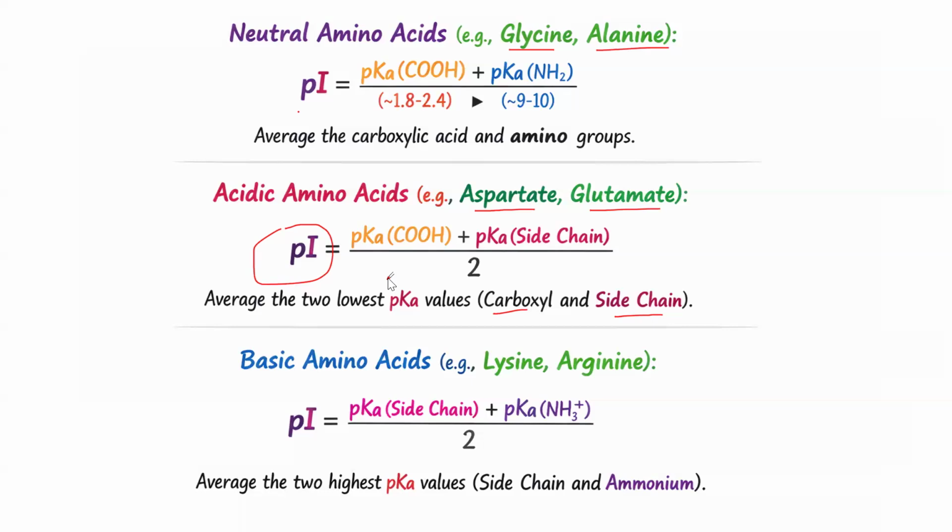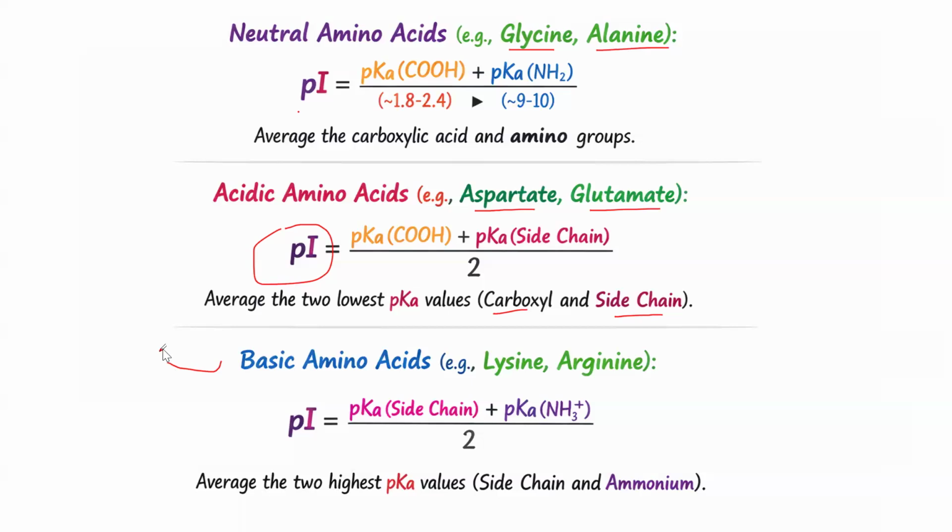But in the case where you have basic amino acids, like lysine and arginine, to calculate the isoelectric point you take the pKa of the side chain and the pKa of the amino group, and you divide it by 2. And of course, let's say you have 3 or 4 different pKa values. So what do you do in the case of a basic amino acid? You average the 2 highest pKa values, for both the side chain and the amino group.